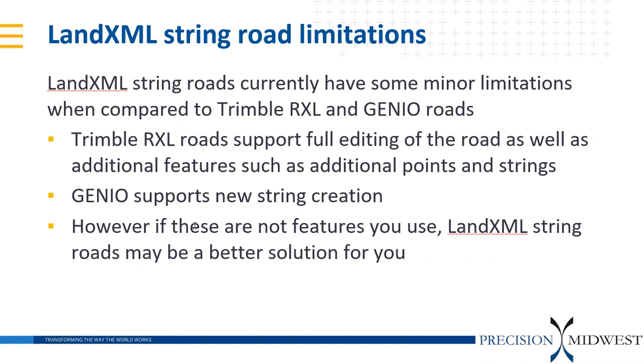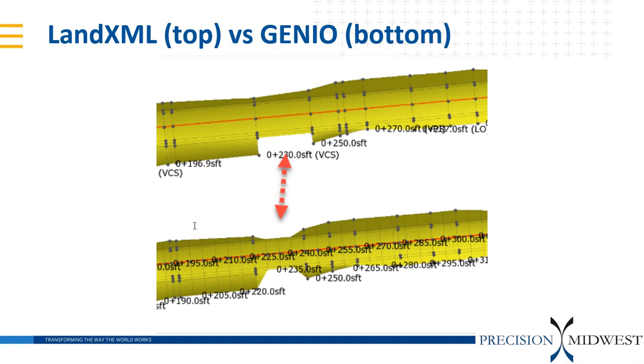They do have some minor limitations when compared to Trimble RXL and Geno roads. RXL roads support full editing of the road as well as additional features such as additional points and strings. Geno supports new string creation. However, if these are not features you use, LandXML string roads may be the better solution. And then here are some issues between the LandXML on top versus the Geno and RXL on the bottom. So your start and stopping points, you might see some errors there.